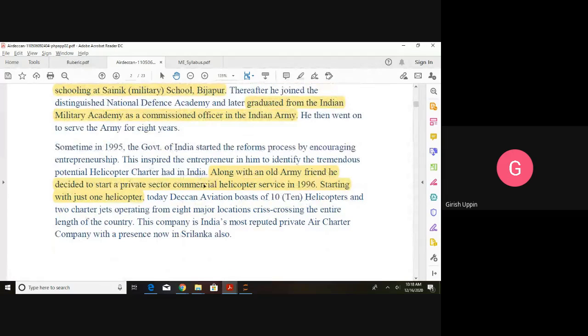Sometime in 1995, the government started the reform process by encouraging entrepreneurship. So this inspired the entrepreneur in him to identify the tremendous potential helicopter charter had in India.